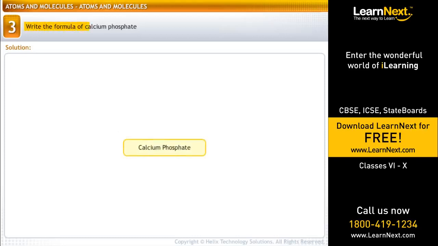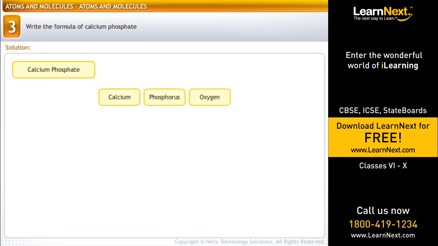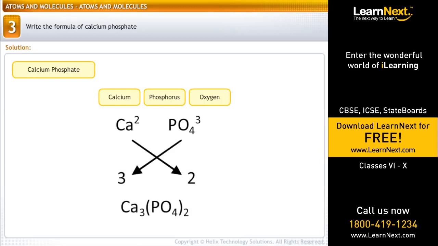Let us write the formula for calcium phosphate. The elements present in calcium phosphate are calcium, phosphorus and oxygen with symbols Ca, P and O. The cation is calcium with valency 2 and the anion is phosphate with valency 3. Cross-multiplying the valencies, the formula of calcium phosphate is Ca3(PO4)2. The subscript 2 after PO4 is written outside the brackets.